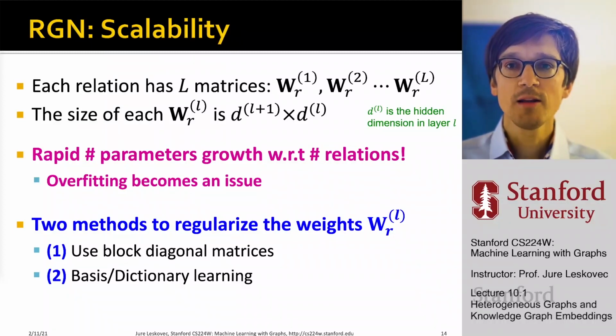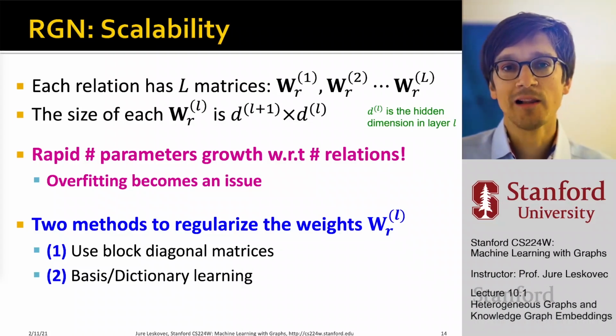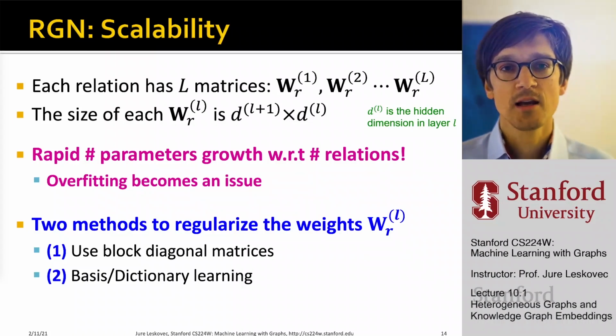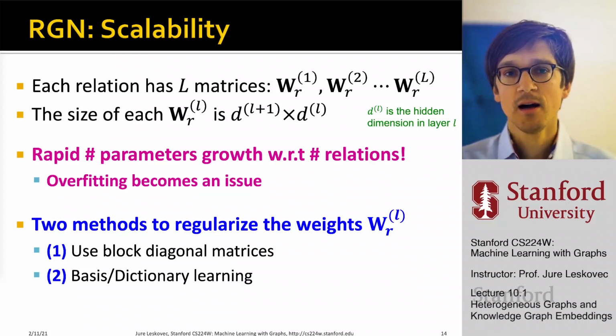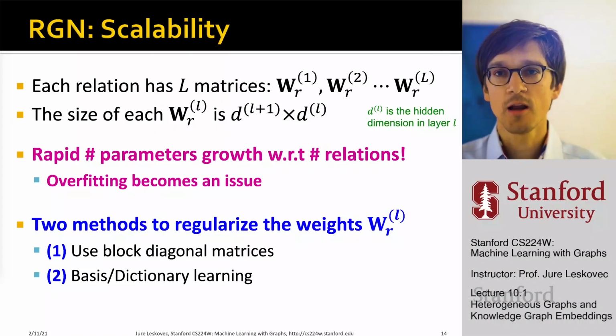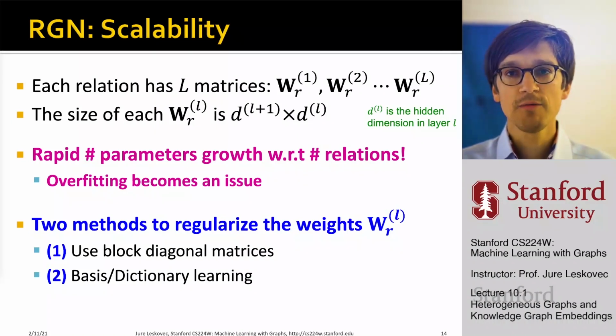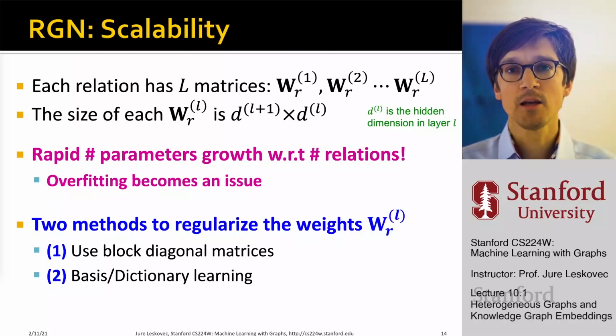So what I want to discuss next is two approaches for how to reduce the number of parameters of this RGCN style model using two techniques. One technique will be to use block diagonal matrices, and the other one will be to use basis or dictionary learning, as it is called. So let me first talk about the use of block diagonal matrices.